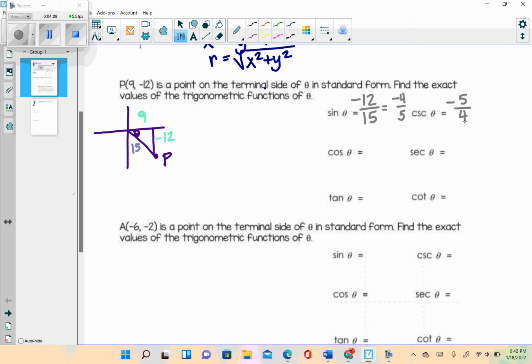So negative 5/4. Okay, cosine, adjacent over hypotenuse. That would be 9 over 15. Again, simplify it. So that is 3/5. Secant, flip your fraction. So 5/3. Tangent, opposite over adjacent. So that's negative 12 over 9. Again, divide them both by 3. So that's negative 4/3. So the cotangent is negative 3/4.